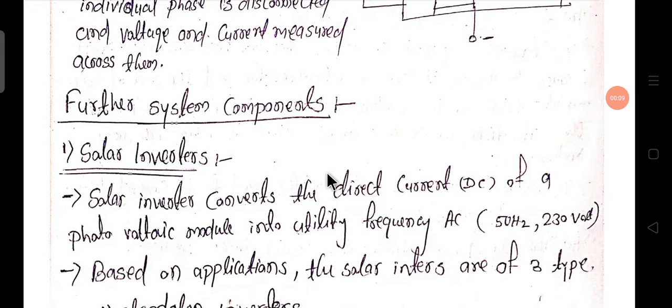In today's class, we are going to discuss our further system components. That is the other system used commercially to convert, or using, the solar cells, or solar module. The first one is the solar inverter.